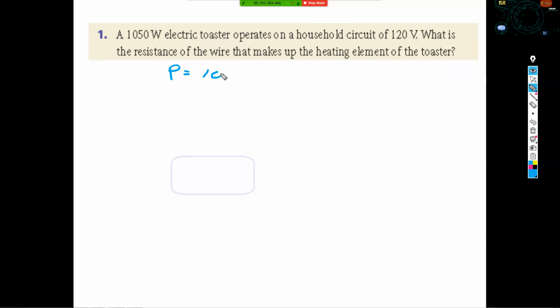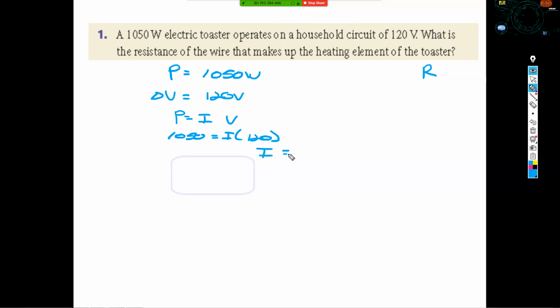So my power here is 1050 watts. My potential difference is 120 volts, pretty standard for a household outlet. What is the resistance? Now, P equals IV, you can't go straight to it. You could do a little substitution, or you could just use two different equations. So if you use the power equation, you have 1050 equals I times 120, and your flow rate, your current, would be 8.75 amps.